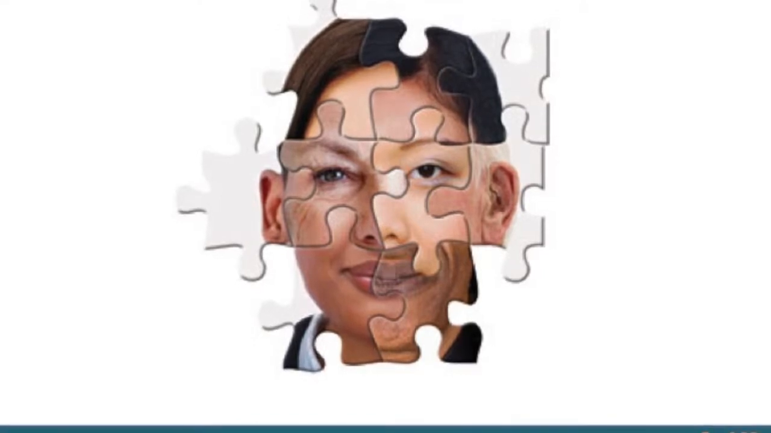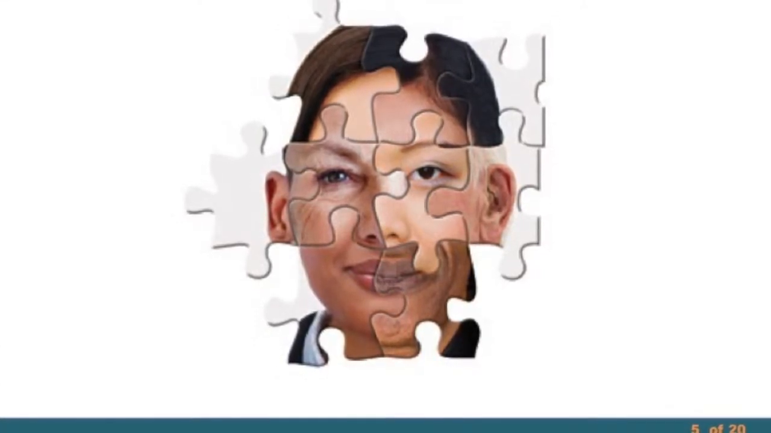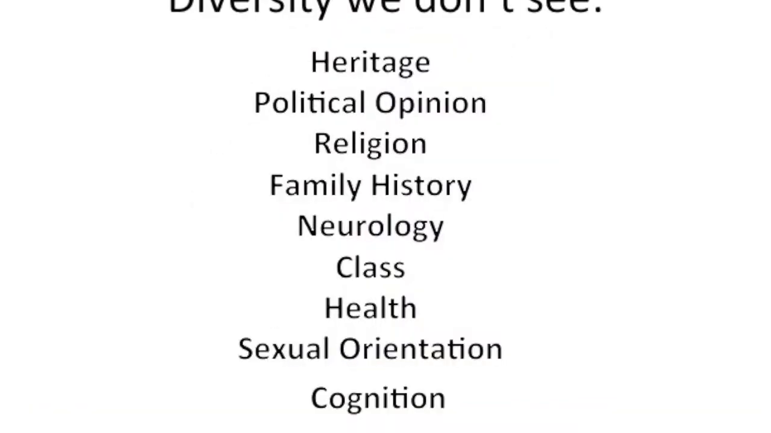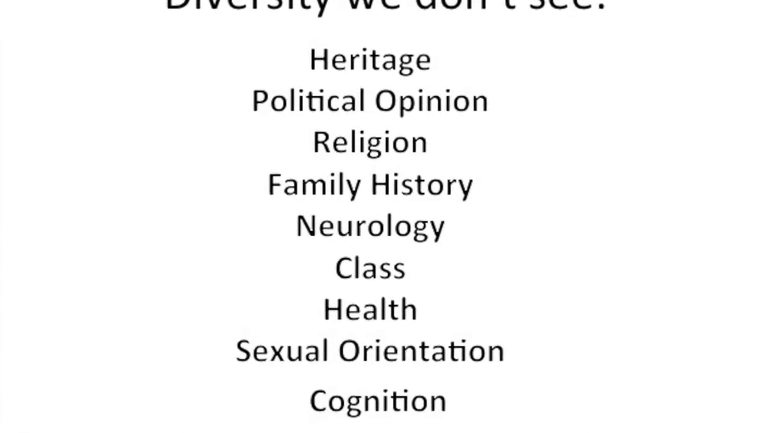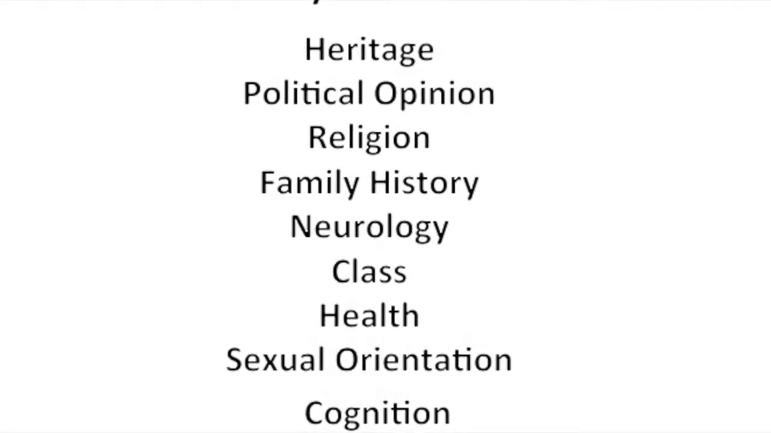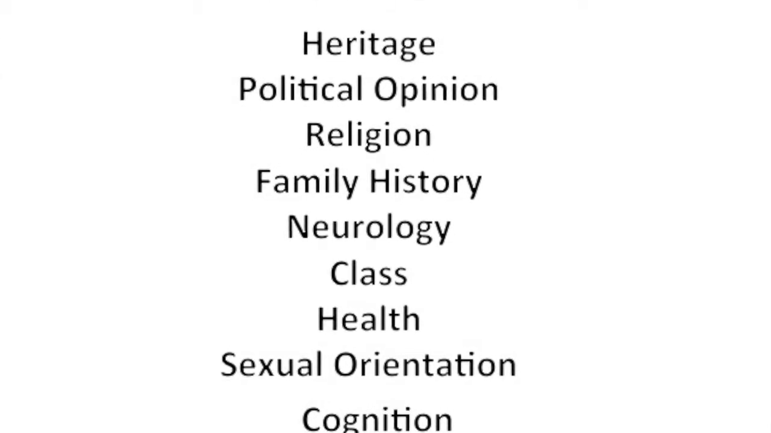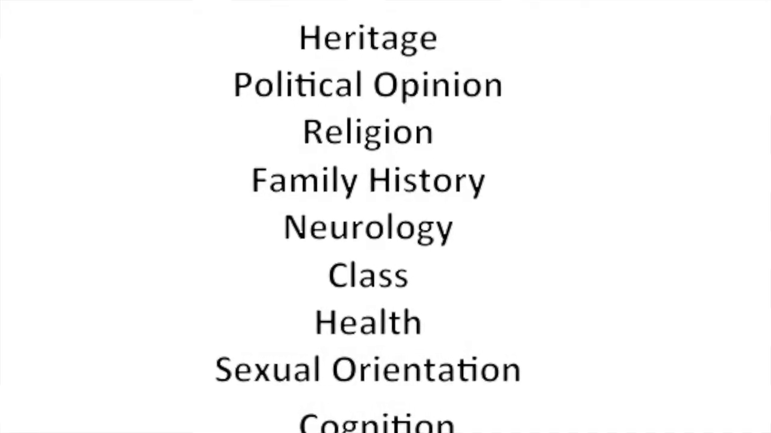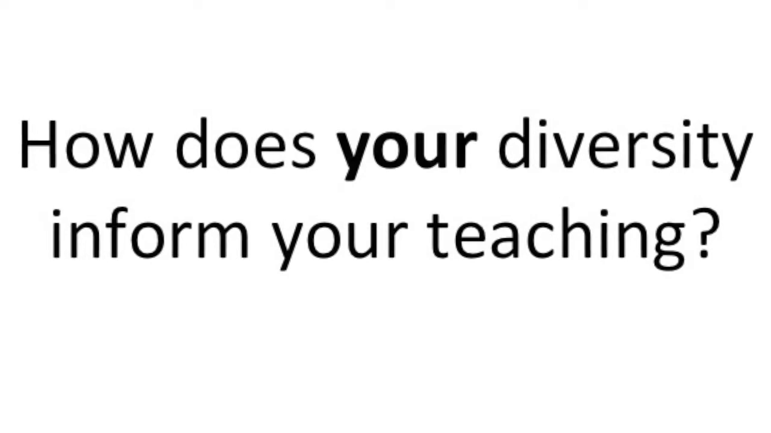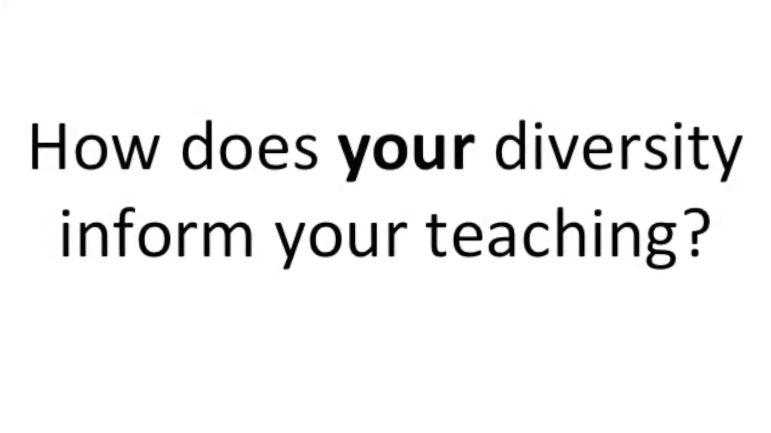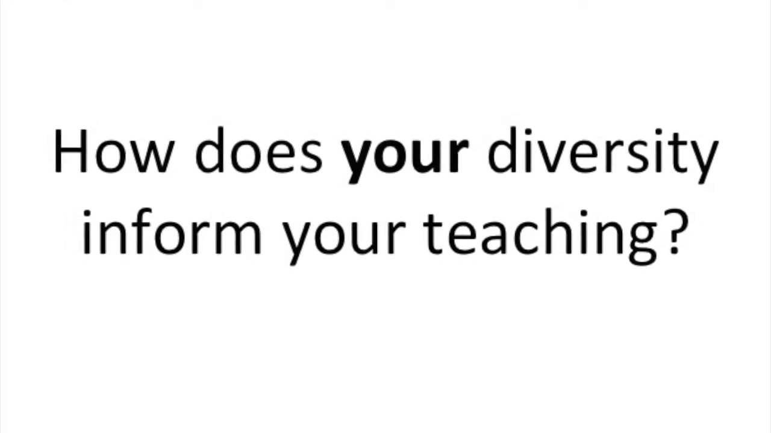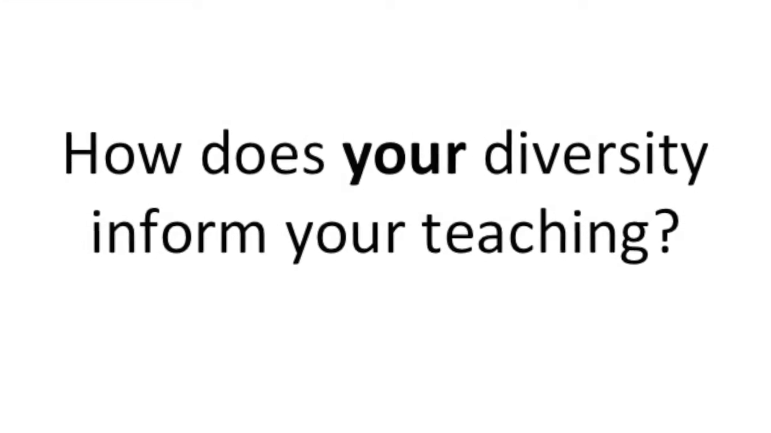So some of the elements of diversity that we don't see include things like heritage, political opinion, religion, family history, lived experience, neurology, class, health, sexual orientation, cognition. These are all components that make you diverse. And likewise, when you look at your students, there are things you see and what you don't see. So thus, how does your diversity, all of those identities that comprise who you are, the ones that are most salient, and the ones that perhaps you don't think about, inform your teaching and your engagement with students?